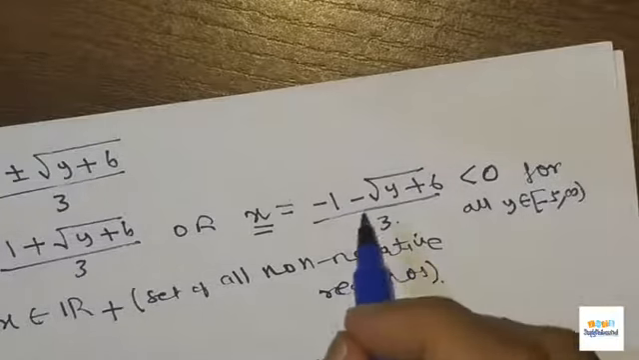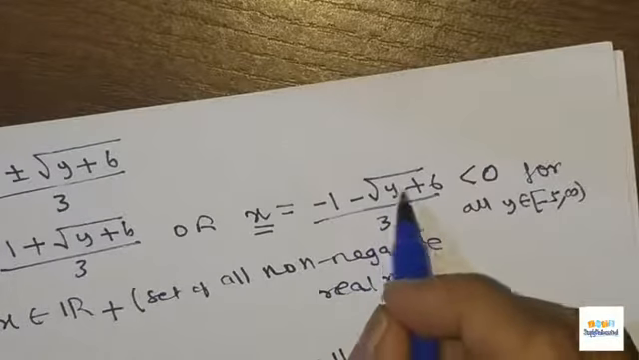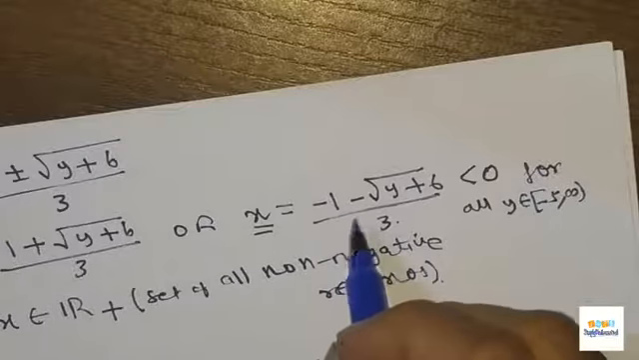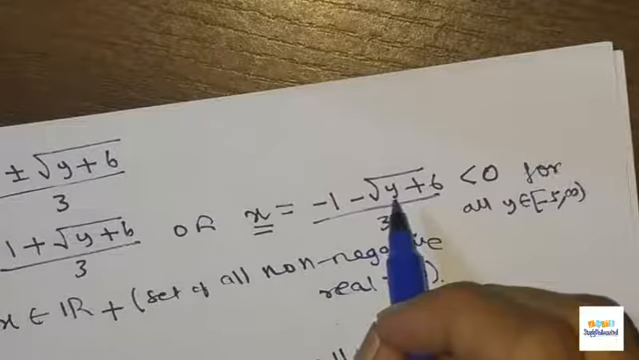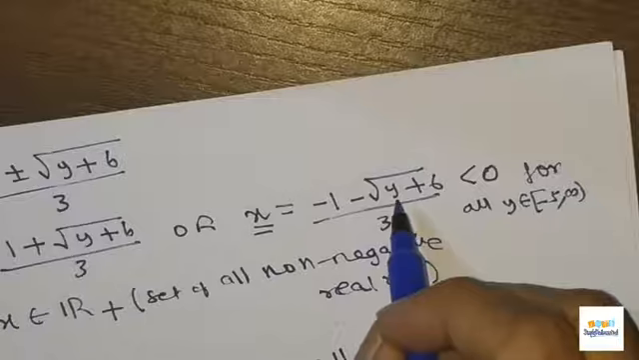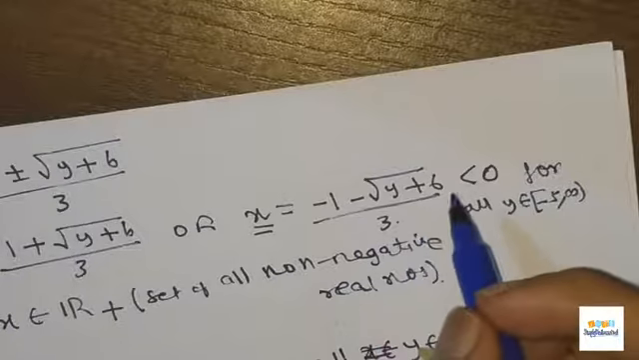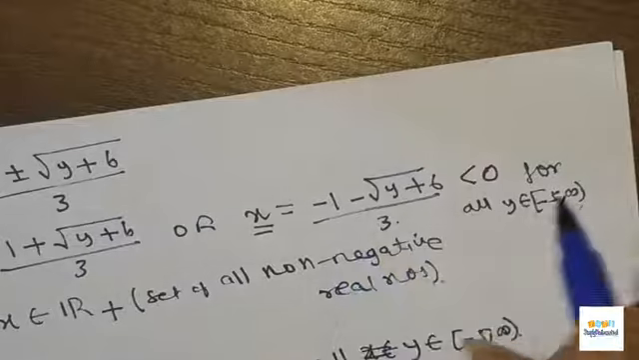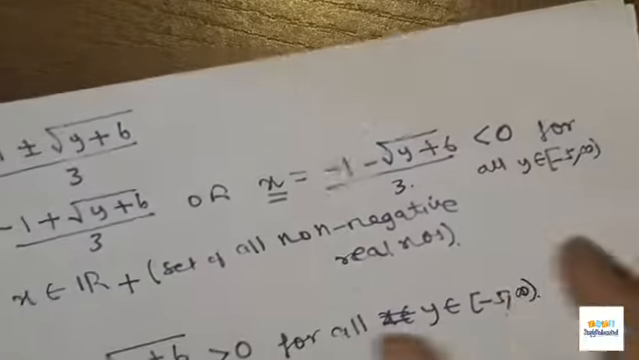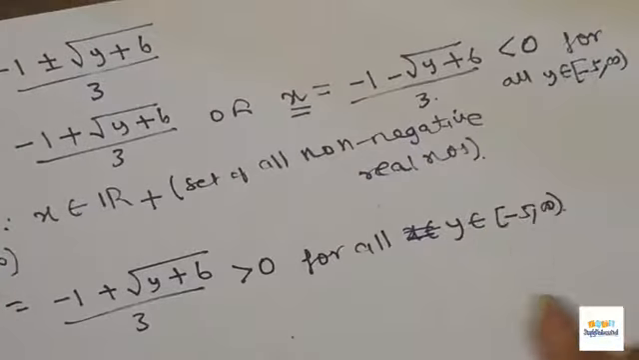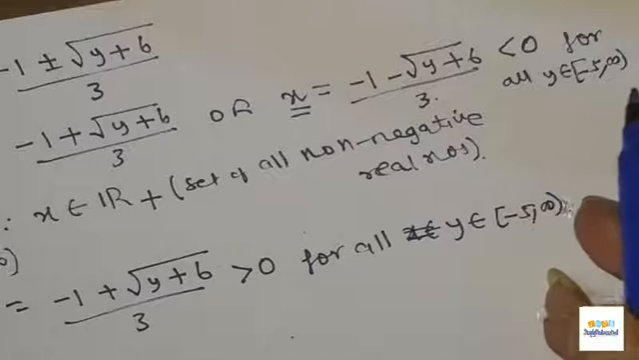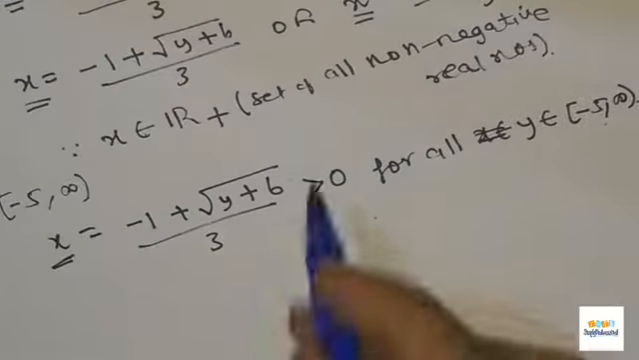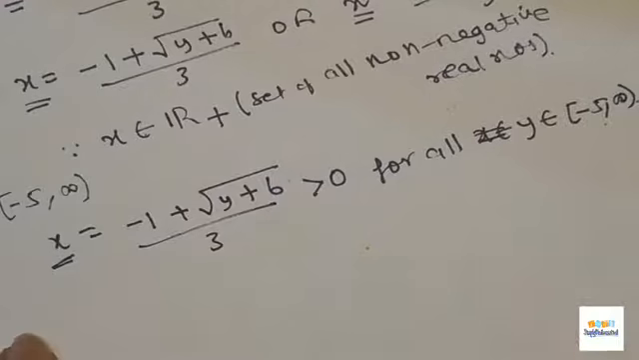If you take minus 4 here, you will get minus 1 minus root of 2 divided by 3, which is minus 1 minus 1.41. So this will be a negative quantity divided by 3, that will be negative. So you can see that this is negative for all y belonging to the closed interval minus 5 to infinity. So we have to take this value of x only.